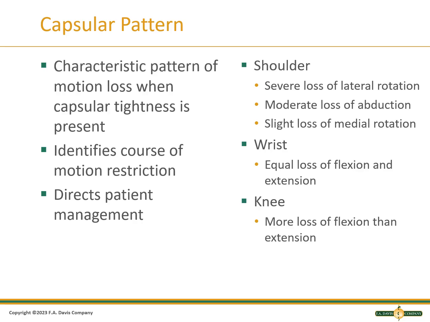When we have involvement of the joint capsule, we see a capsular pattern, which demonstrates a characteristic pattern of motion loss depending on the joint. So it makes things predictable for us. Capsular patterns help us to predict how the restriction will progress and how we can manage the patient's treatment. Examples of capsular patterns include, for the shoulder, a loss of external rotation followed by a loss of abduction and then internal rotation. At the wrist, we see equal loss of flexion and extension, and at the knee, we see more loss of flexion than we do extension.